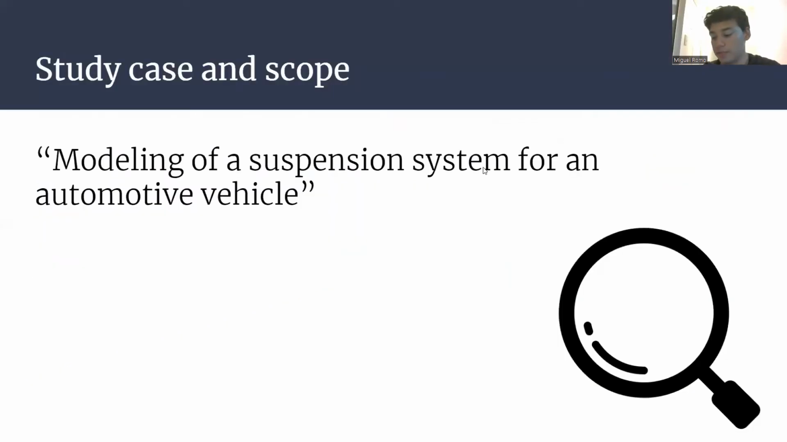Study case and scope. So first, the study case was to model a suspension for an automotive vehicle. The scope was to model this suspension only for a quarter of the vehicle, having only 2 degrees of freedom.